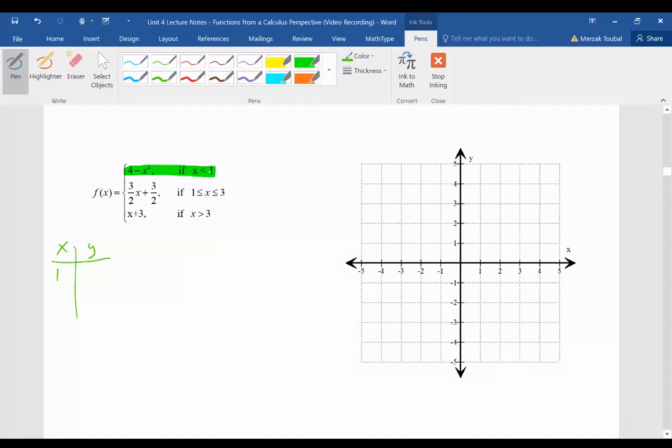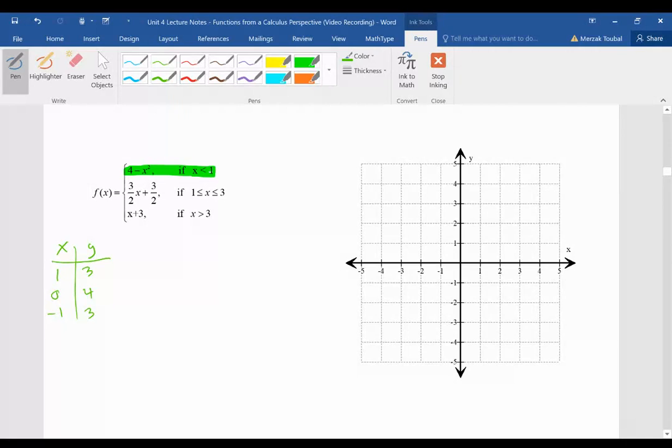what is y? 4 minus 1 squared, which is 3. And then let's pick a number smaller than 1. Let's say 0. 4 minus 0 squared is 4. Let's pick another one, negative 1. Negative 1 is smaller than 1. So 4 minus negative 1 squared is 3 again.